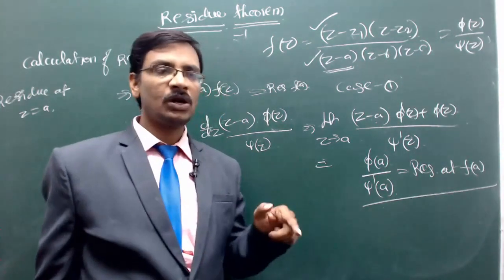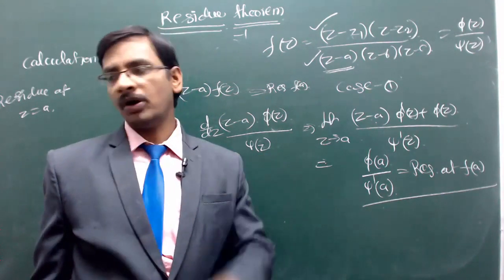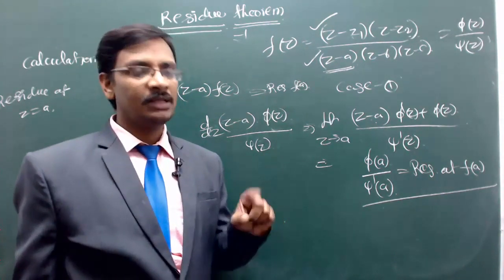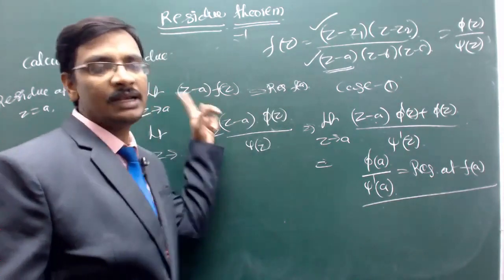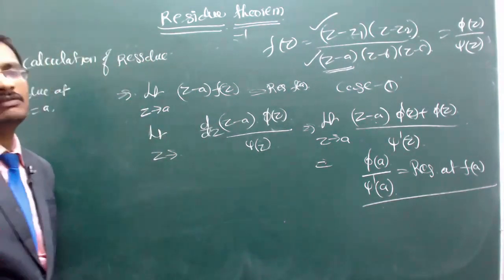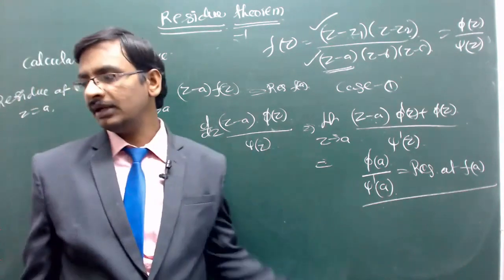Residue you can find if there is a pole at that point. If there is a pole present, then there will be a certain residue value. That residue value you will be identifying to calculate the integral value. This is one way of finding the integral value.